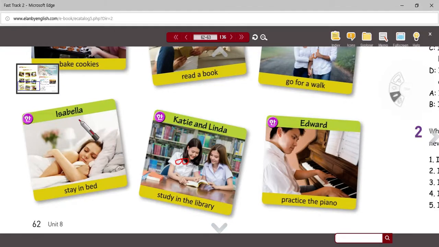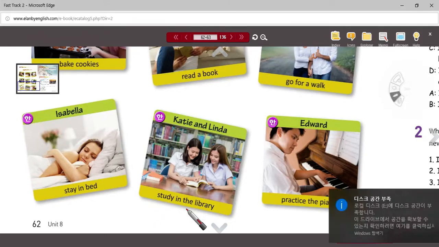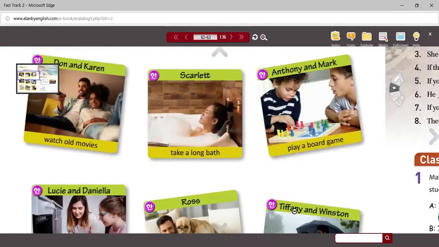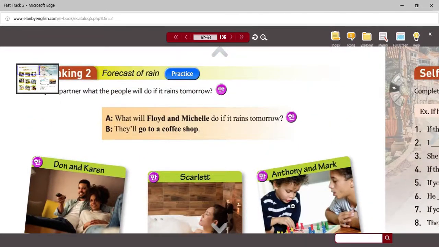What will Isabella do if it rains tomorrow? She will stay in bed. What will Katie and Linda do if it rains tomorrow? They will study in the library. What will Edward do if it rains tomorrow? He will practice the piano. Okay, so simple enough. There's not much to change with that. But we know what they will do if it rains.